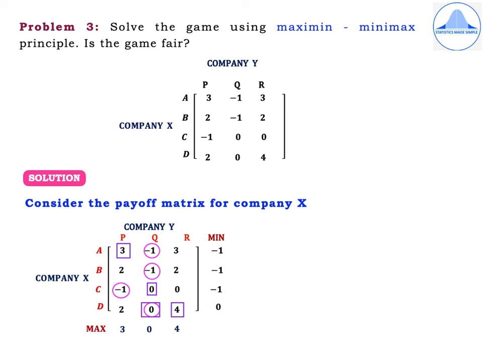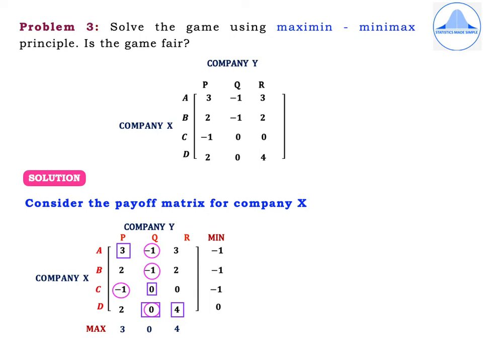Problem 3. Solve the game using Maximin Minimax principle. Is the game fair? We have a payoff matrix given for two companies, company X and company Y. For company X, the strategies are A, B, C, D, and for company Y, there are three strategies P, Q, and R. The payoff matrix has the values 3, -1, 3, 2, -1, 2, -1, 0, 0, 2, 0, and 4. So let's start with the solution.